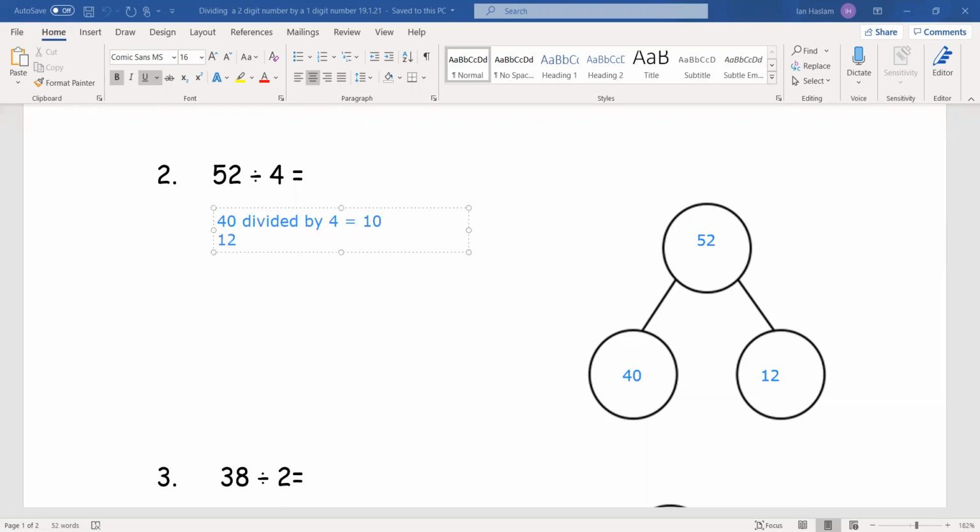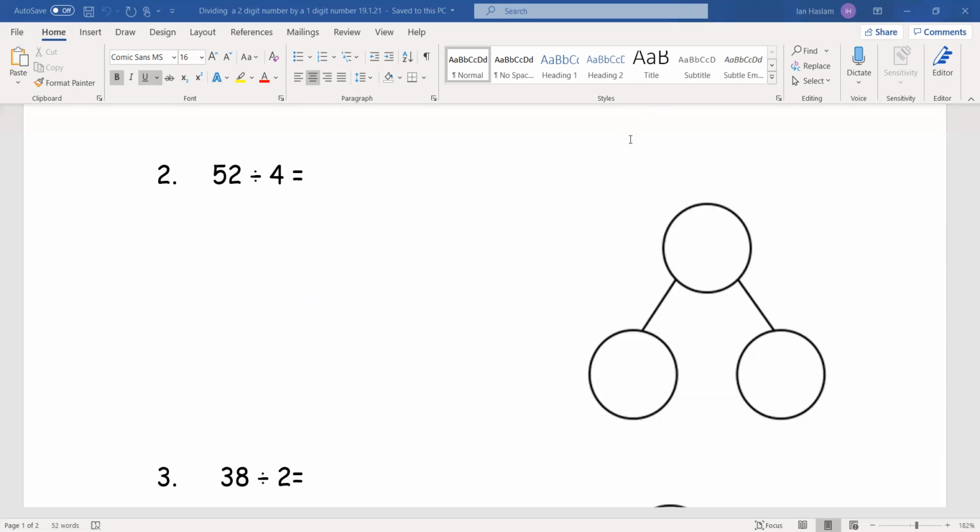So 12, and remember you'll be able to write the divided sign, won't you? Not like me having to type it. So let's count in 4s to 12. 4, 8, 12, and that took 3. The next step, as you know, is to add those two answers together. So 10 plus 3 equals 13. And remembering to put my answer back up here. So 52 divided by 4 is 13.